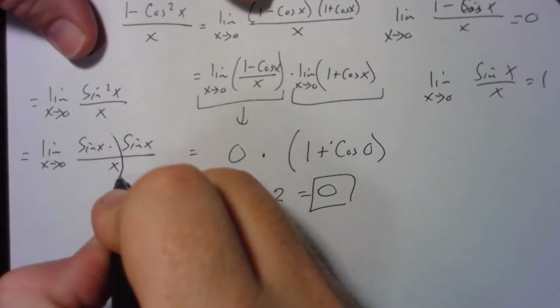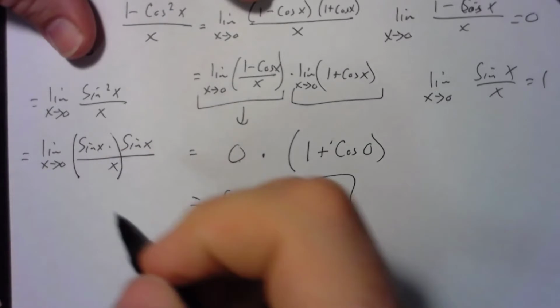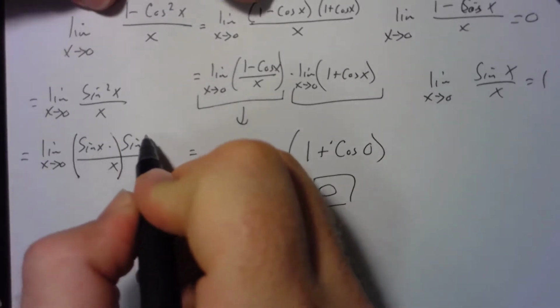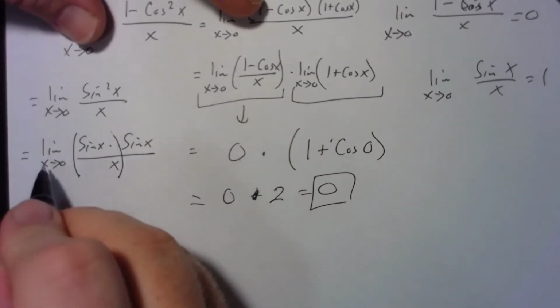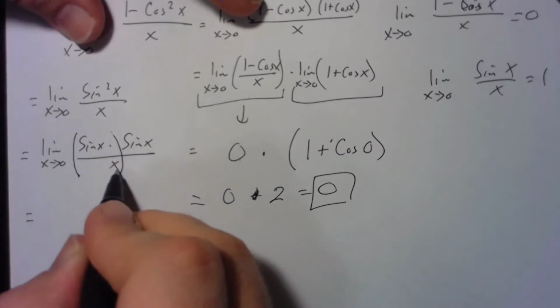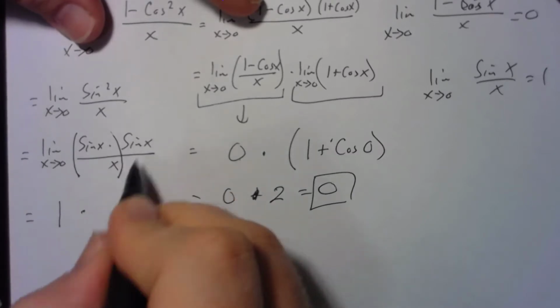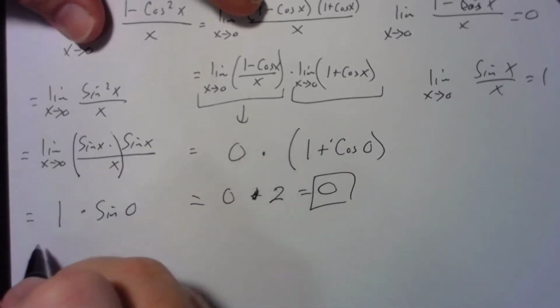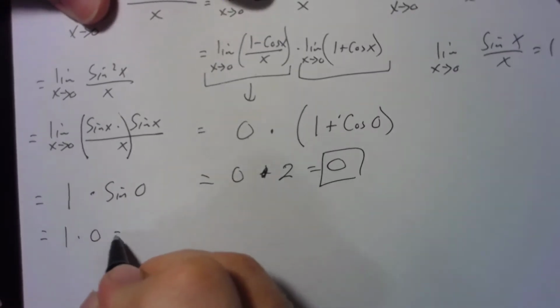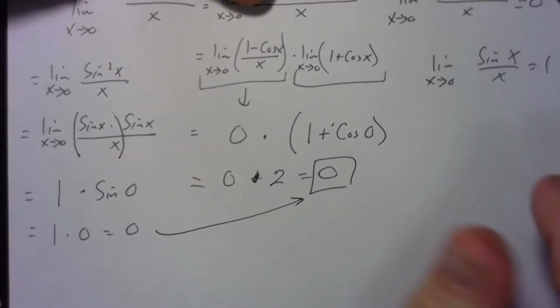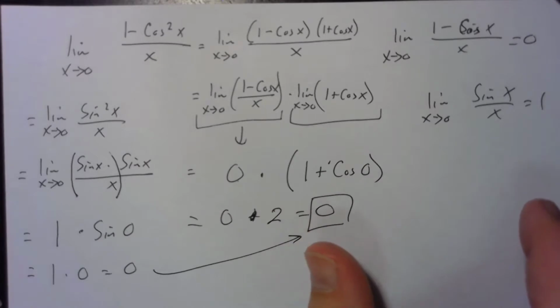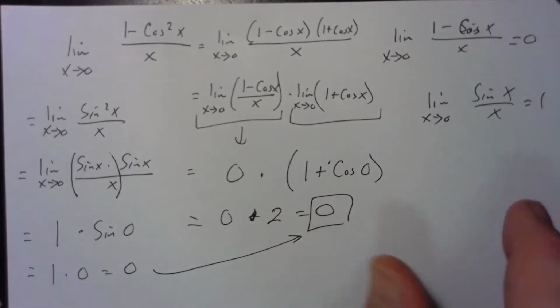I can group two of those pieces together, multiplied by the sine of x, such that this ends up being the limit as x goes to 0, sine of x over x is 1 times the sine of 0. But if we recall, the sine of 0 is simply 0, and sure enough, we get 0 all over again. So you'll notice there that there are two different methods to evaluate the exact same limit.